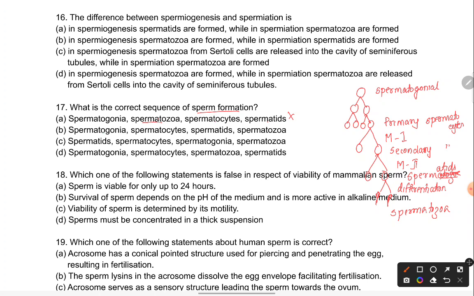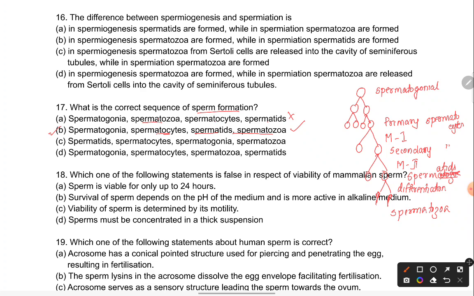See, the spermatogonial cells undergo meiosis and are converted to primary and secondary spermatocytes. So the second step is correct. After that, spermatids are formed, and after the formation of spermatids, differentiation will occur and they are converted to spermatozoa. So this is correct. The next two may be wrong. So the correct option is B.